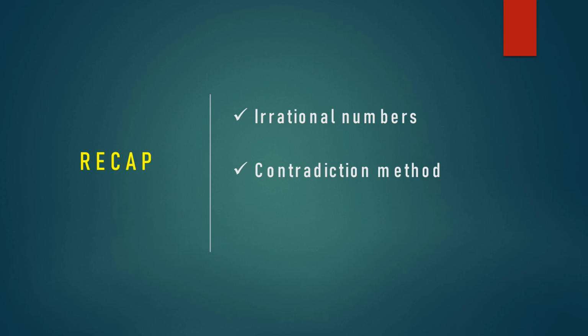Now I spoke about the contradiction method, how to prove the given statement by using the contradiction method. We proved the irrationality of some irrational numbers by using the method of contradiction.